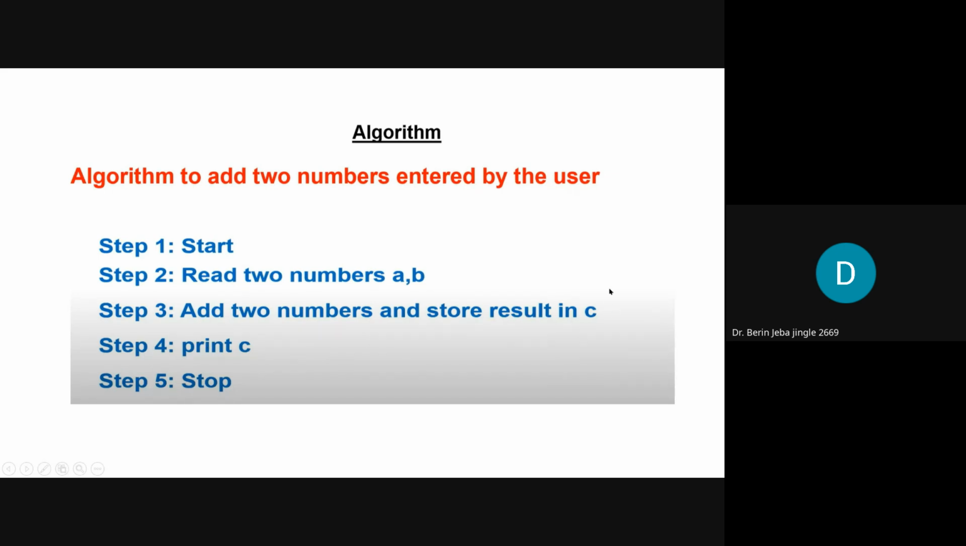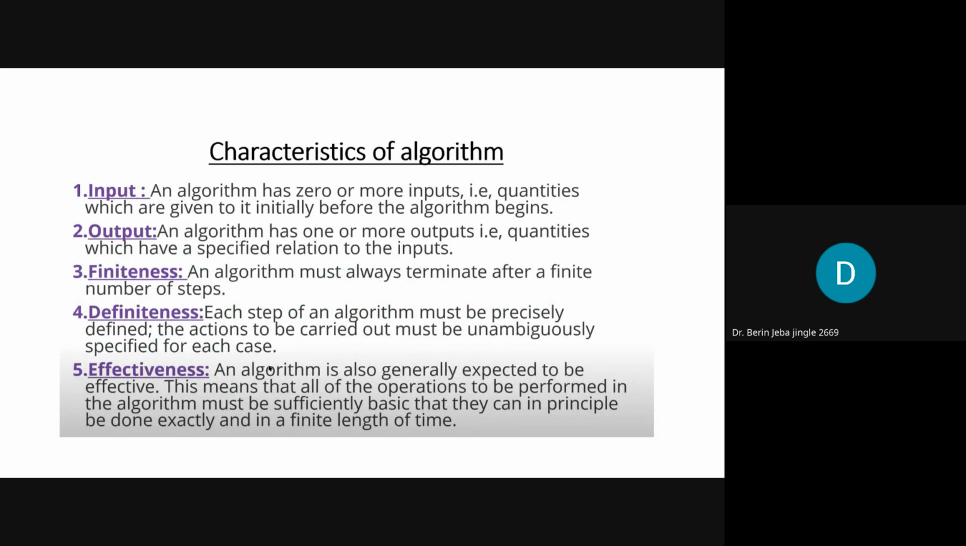Now which one do you have to print? You have to print the result C. That's all. Okay. So next we can see the characteristics of an algorithm.